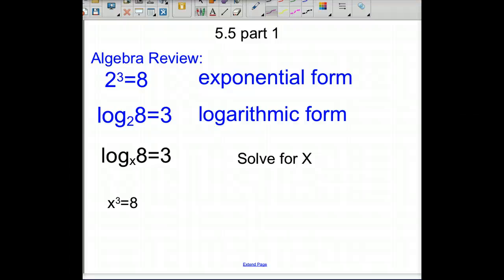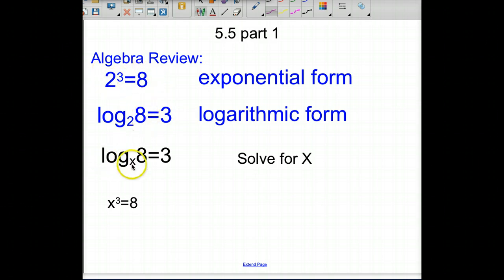Alright, section 5.5, we're dealing with more logarithms. Let's talk about a little bit of review from algebra. 2 to the third is 8. That's called exponential form, where you write a base with an exponent. Logarithmic form is taking that base and putting it as the base of a log. The answer goes here, and it equals the exponent. So log base 2 of 8 equals 3 is really the same thing, just written in logarithmic form.